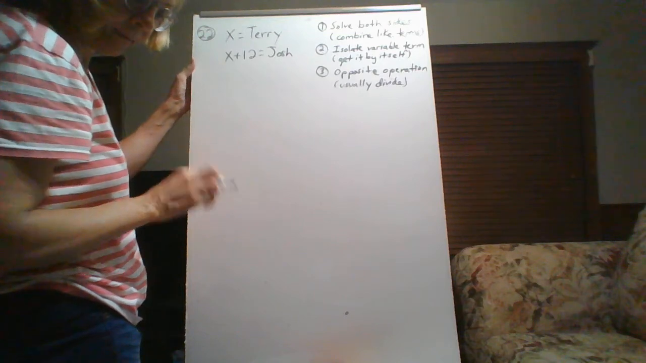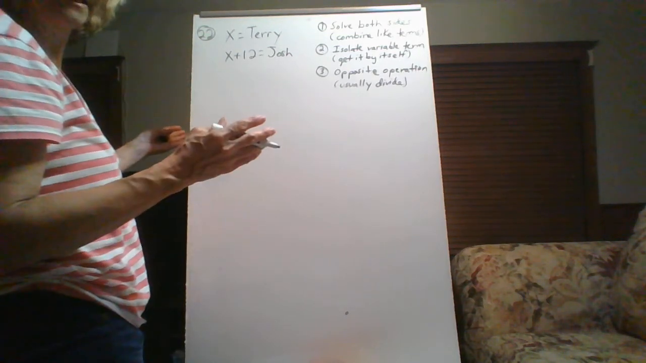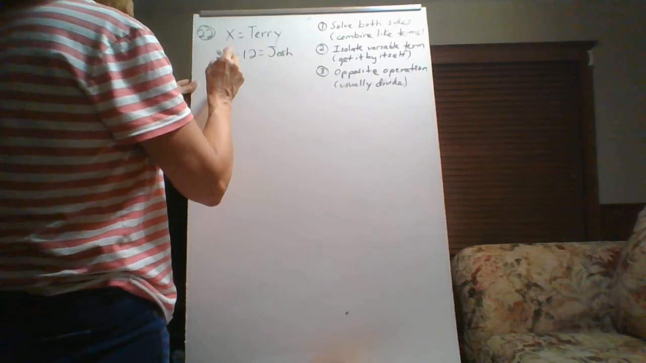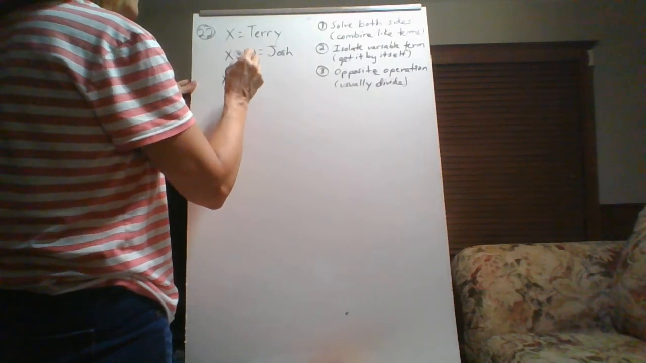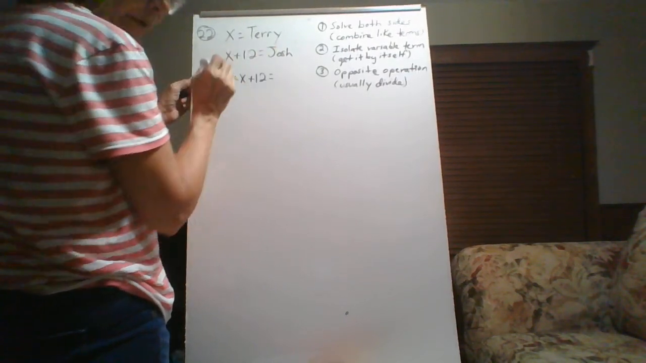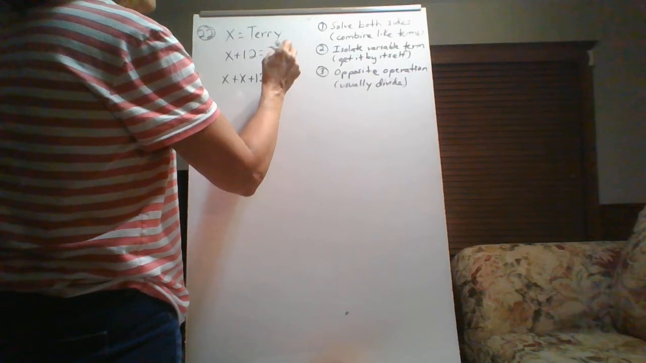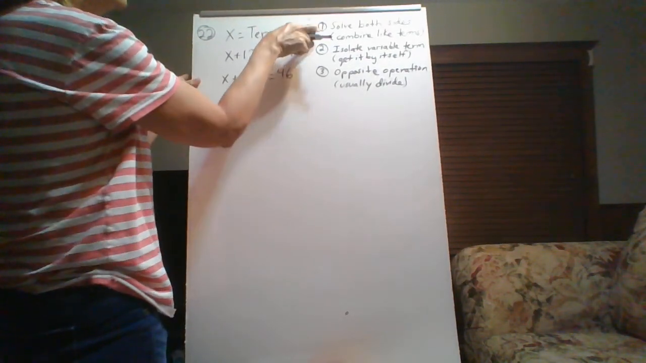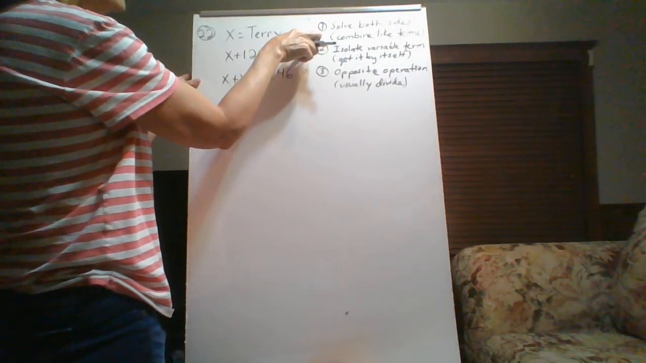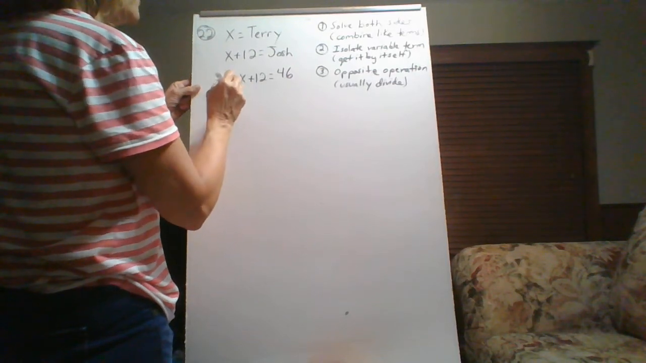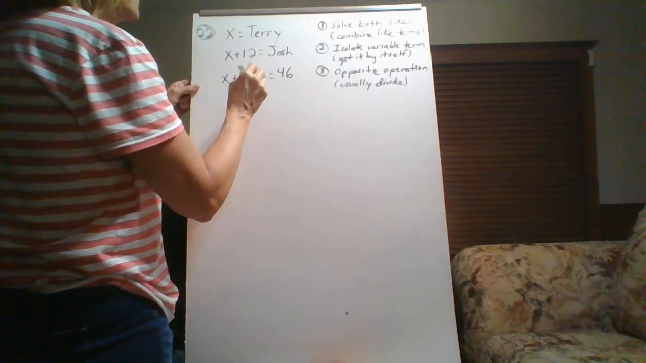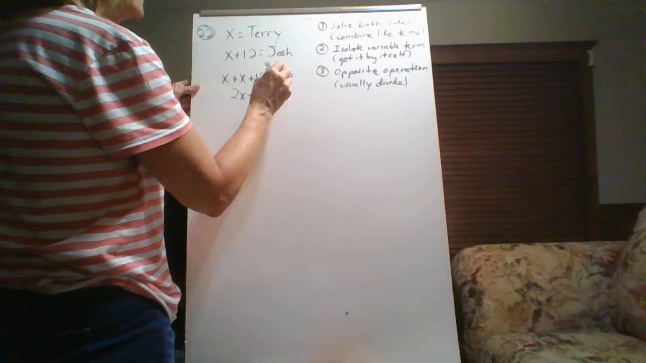And together, they have 46. Together means I'm going to add. So I'm going to do X plus X plus 12 equals 46. Okay, first step, solve both sides, which is combine like terms. X plus X, so I have 2X plus 12 equals 46.